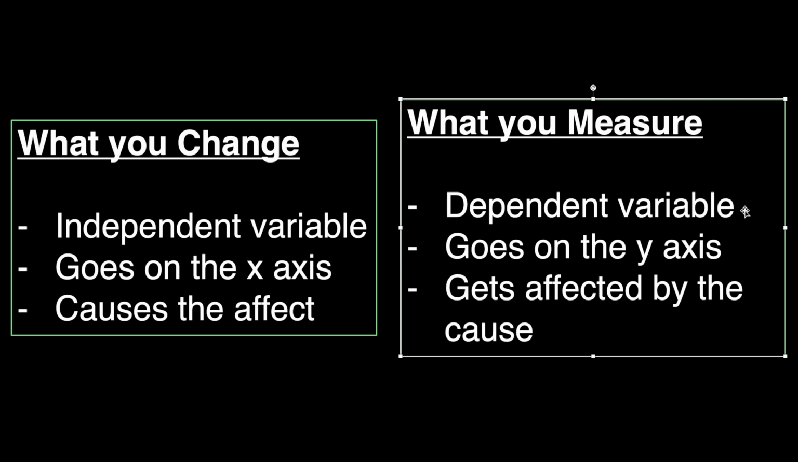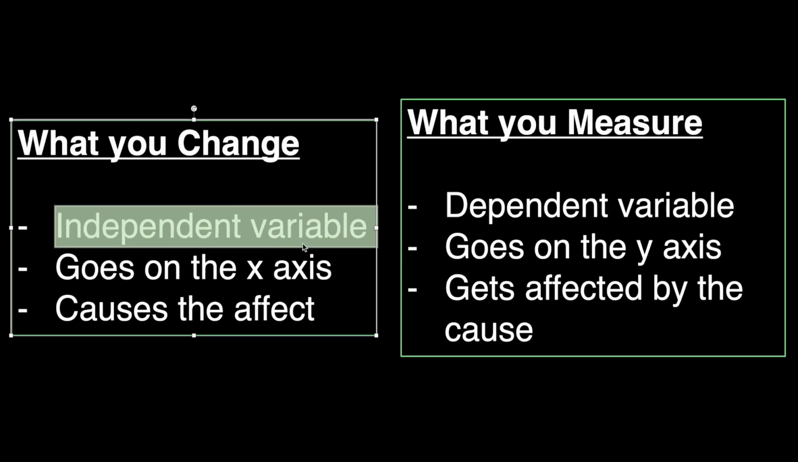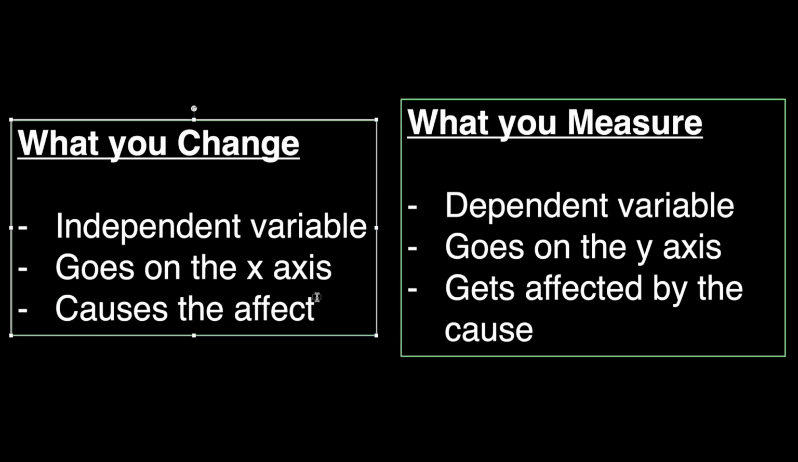So you could either remember it as saying that the dependent variable is what you measure, and the independent variable is what you change, or you can remember it as the dependent variable gets affected by the cause, and the independent variable is what causes the effect.